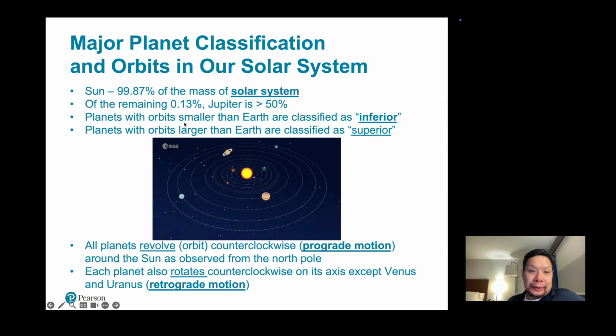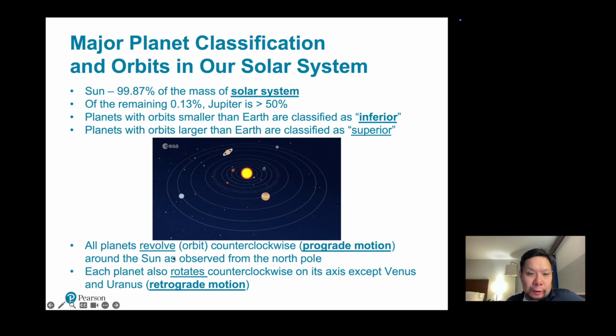So the big thing here to know, though, is that there are planets that are smaller than Earth. That's Venus and Mercury. They're known to be inferior, right? And the planets that are larger than Earth are classified as superior. So that's everything after Earth, like Mars, Jupiter, Saturn, Uranus, and Neptune.